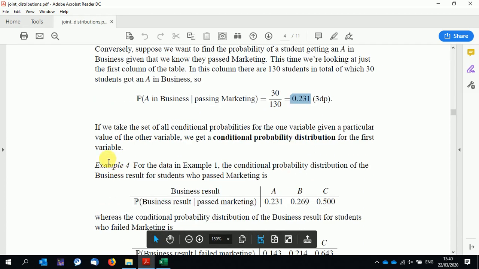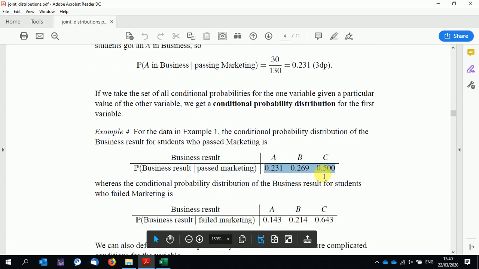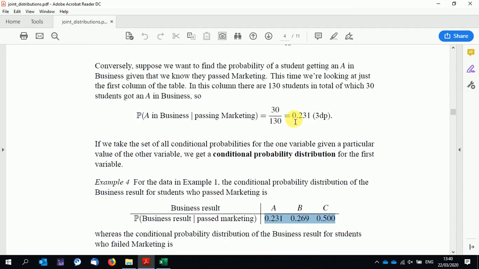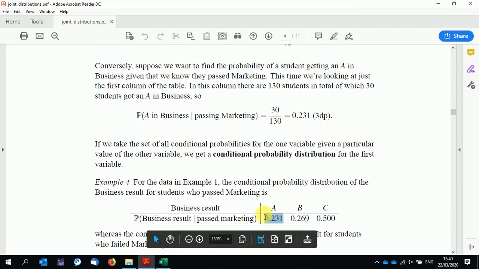Right, and again we can ask you something very specific in terms of probability distribution, something like the probability of the business result given the module marketing is passed. So that would be the values here, and I'll let you think about how to get it, and clearly there you go. Right.